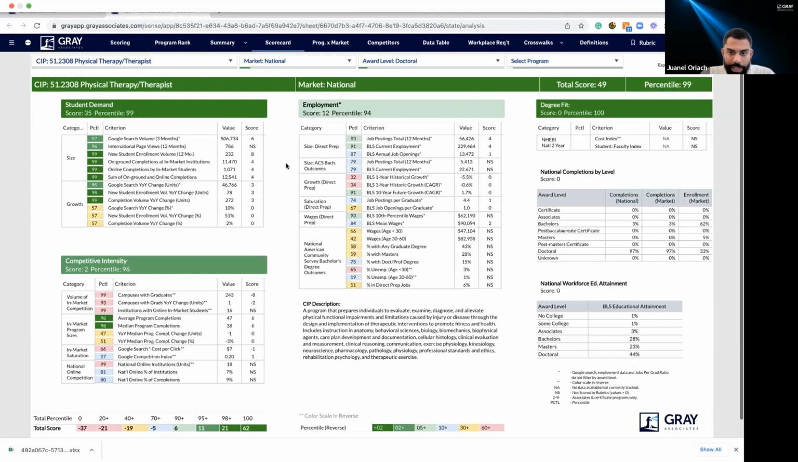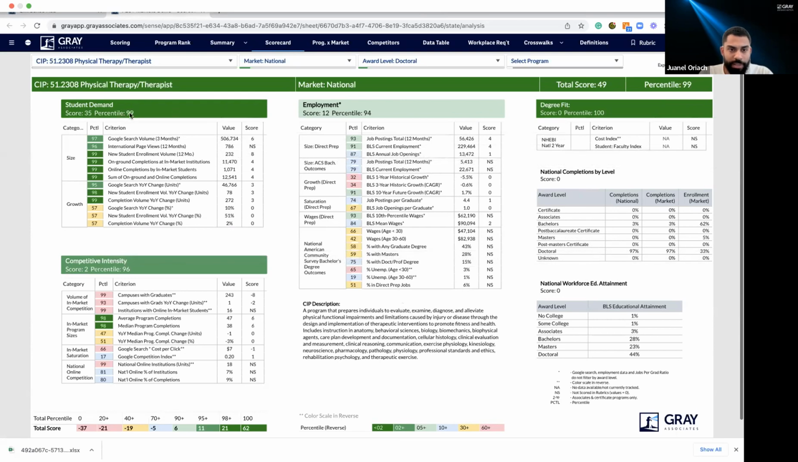Correct. And that will filter the data, but not the national completions by level here. We'll see that there's about 3% bachelor's level completions nationally for some reason. I'd be curious about who those institutions are, but this does seem to be a more exclusively doctoral level program from the data. Okay. And then the data is going to be right in front of us.